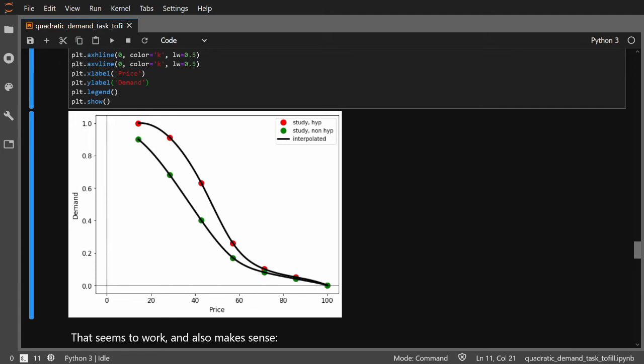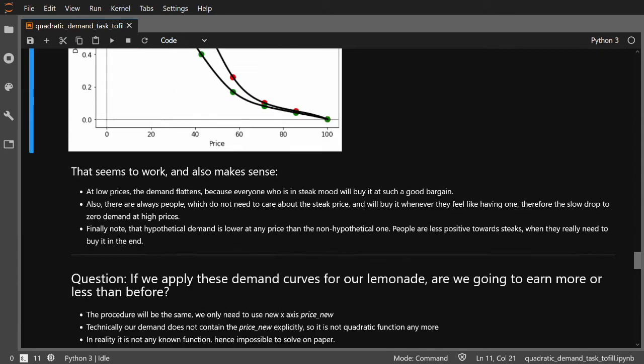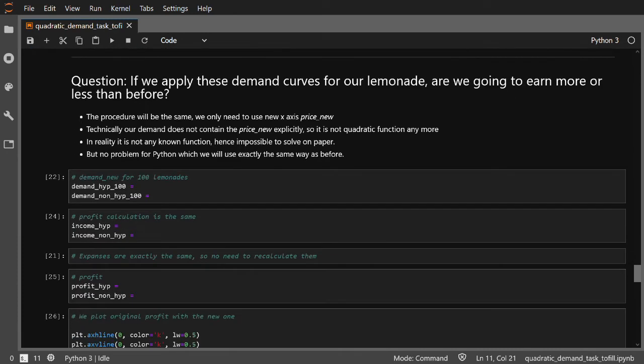Now, the question is, when we apply these two curves to our lemonade, are we going to earn more or less money? The procedure will be the same as before, but you can already guess that since these curves are not known functions, the profit will also not translate into quadratic function. Therefore, it is impossible to solve this on paper. But in Python, we are going to do exactly the same as before.